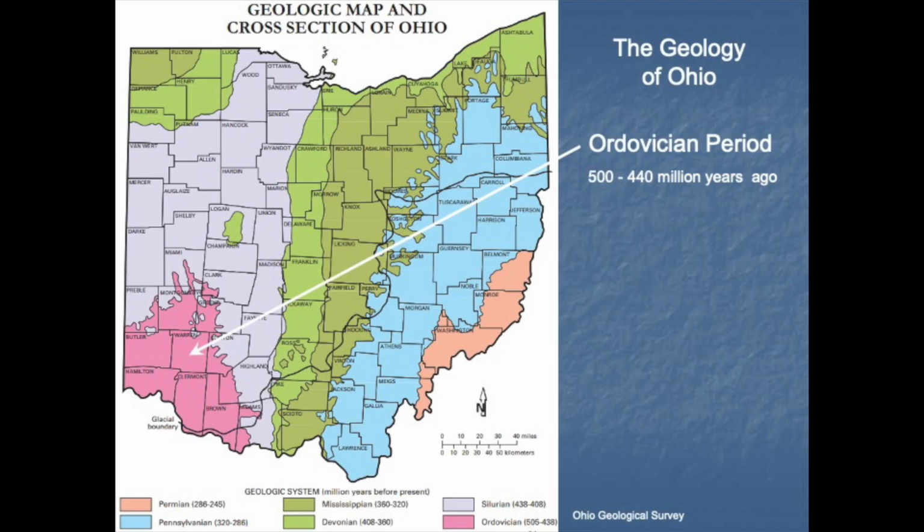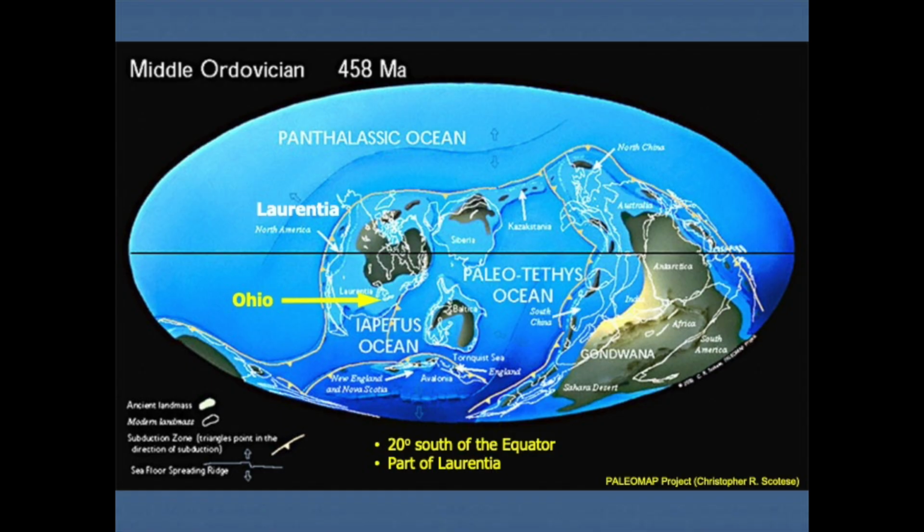So let's get started. Let's go to the earliest one, the Ordovician, down here in the southwestern corner of the state. 500 to 440 million years ago, and this is what the world looked like then. Now, you all know about plate tectonics, right? That things move around. I don't think it's very clear to people how much things move around. 500 million years ago, can you find Ohio?